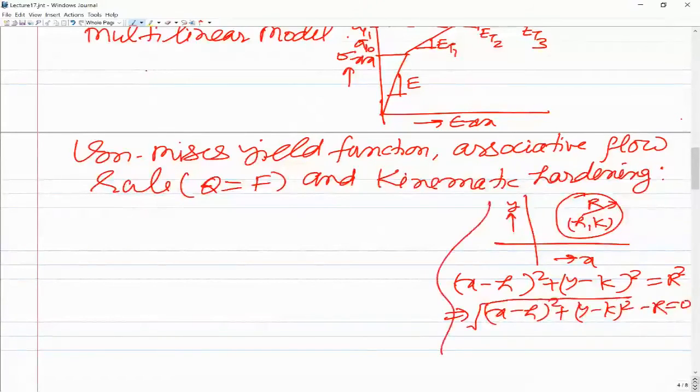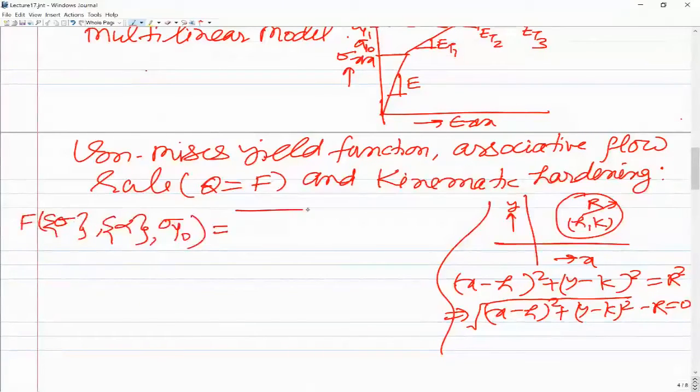In kinematic hardening, the yield surface is translating. So the center of the yield surface is not at the origin but at some stress which we call the back stress. In that case, your yield function f is a function of sigma and the back stress alpha. Sometimes in the literature alpha is denoted as x. And the constant yield stress is sigma y naught. The whole thing is going to be under the square root sign, so let me write all the terms over here.